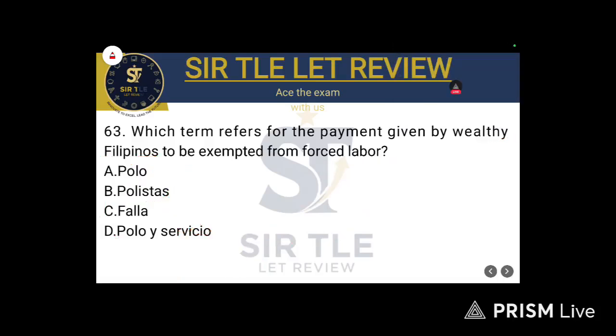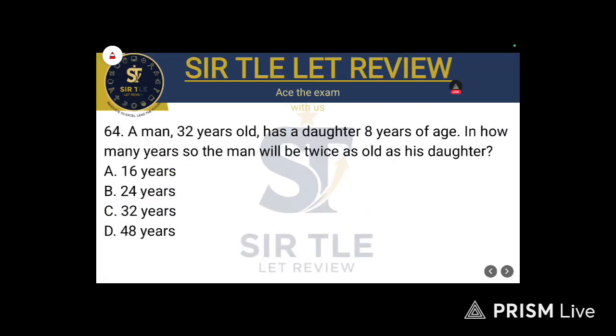Very good. 64. A man 32 years old has a daughter of 8 years of age. In how many years should the man be twice as old as his daughter? A. 16 years. B. 24 years. C. 32 years. Or letter D. 48 years. What is your answer?